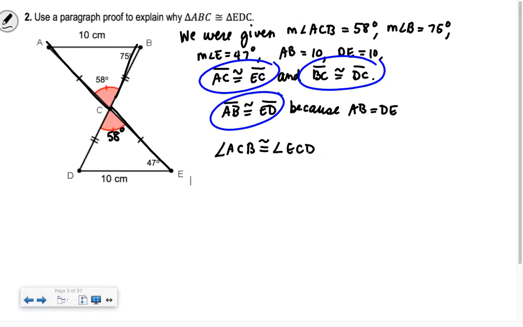What's the reason? So remember, we always have statements and reasons, statements and reasons. Look at our picture. So ACB, this angle, why is it congruent to ECD, this angle? They are both 58 degrees, but what do we call it? Right, by vertical angles. All right, so that's our first angle thing that we have congruent.